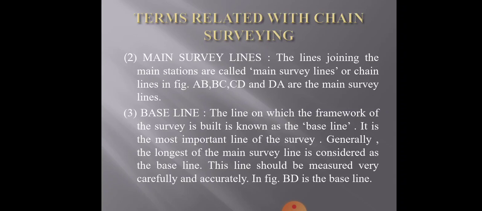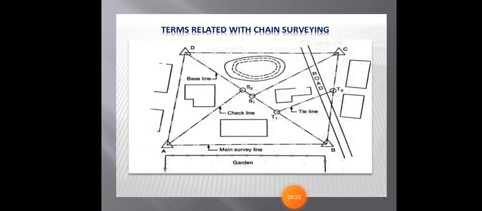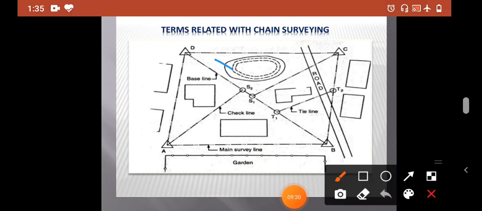Now next is baseline. The line on which the framework of the survey is built is known as the baseline. It is the most important line of the survey. Generally, the longest of the main survey lines is considered as the baseline. This line should be measured very carefully and accurately. In this image, the BD line is the baseline. The baseline is a very important line for chain surveying.